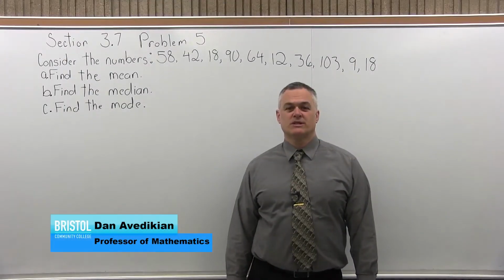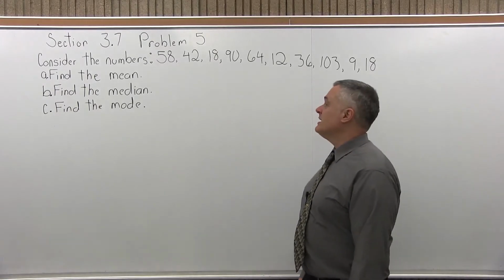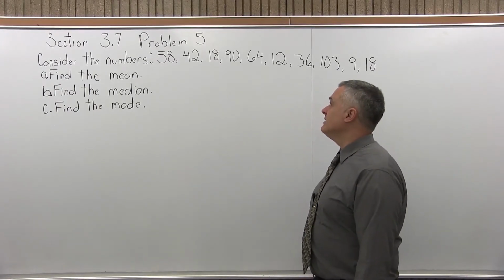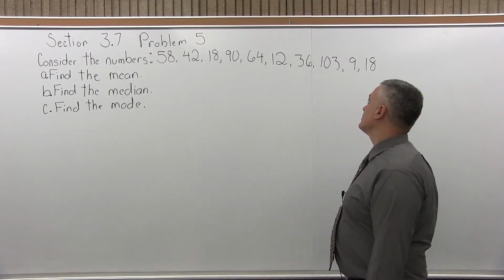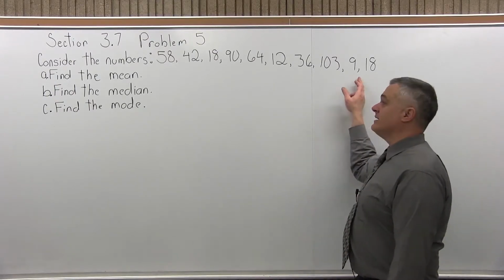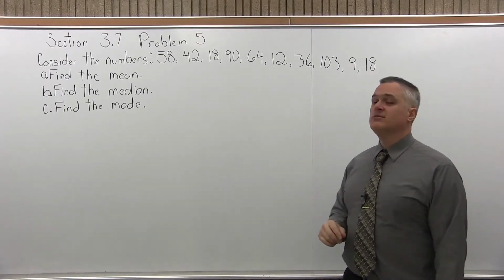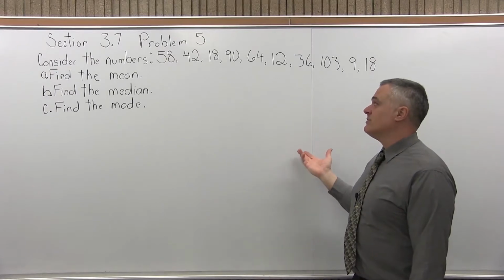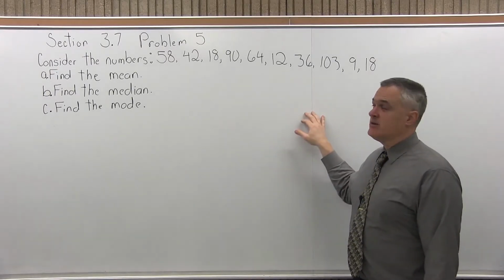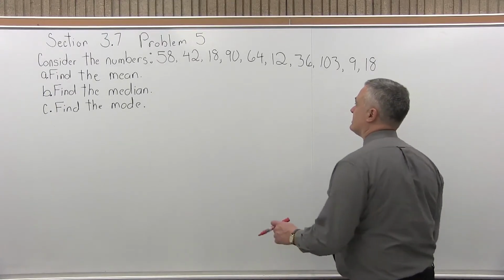This is Section 3.7, Problem 5. It says consider the numbers 58, 42, 18, 90, 64, 12, 36, 103, 9, and 18. Find the mean, find the median, find the mode. So what we have to do for the mean, we have to add those numbers together and divide by how many numbers we have. So let's find the total first.